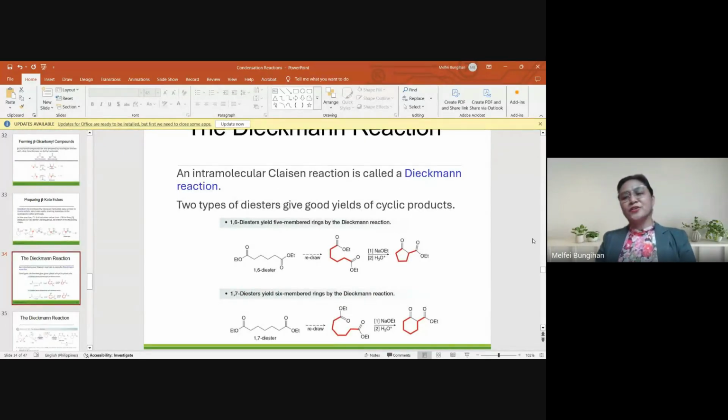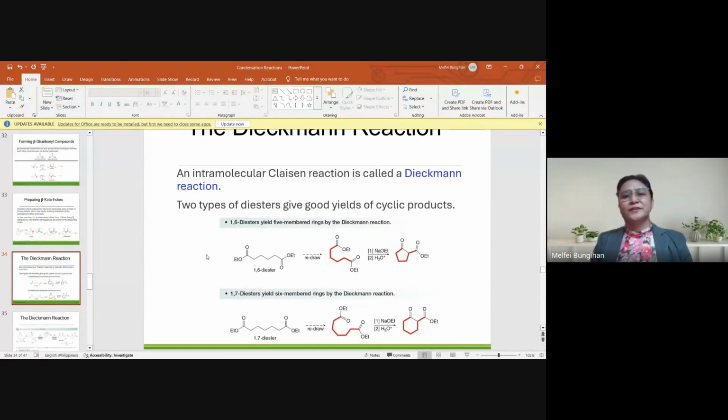Now, we also have what we call the Dickman reaction. So I understand that it's called Robinson annulation and Claisen before, but I would like to discuss also the Dickman reaction because basically these are almost the same. Okay, so I might as well cover it. The Dickman reaction is an intramolecular Claisen reaction.